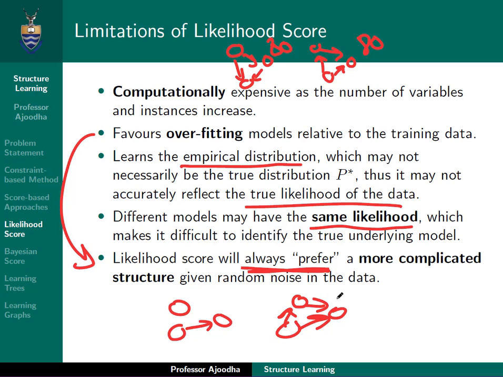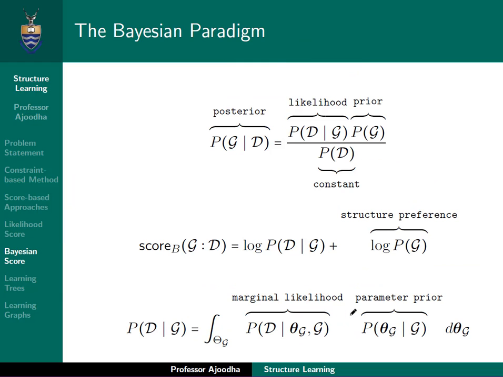And if you have another variable, it's not going to be happy with this. It's going to want to add this edge as well, and then maybe that edge, and then maybe also this edge too. So it's always going to prefer more complicated structure, which means that if you just let the likelihood score have its way, it's going to give you a fully connected graph. And here we go again, chain rule for Bayesian networks. Right, so that's great. Now we covered the likelihood score.